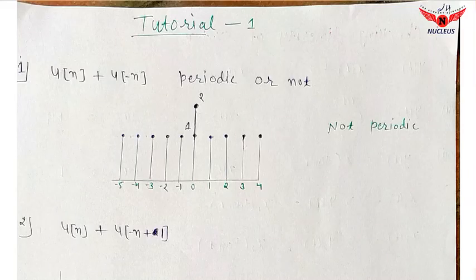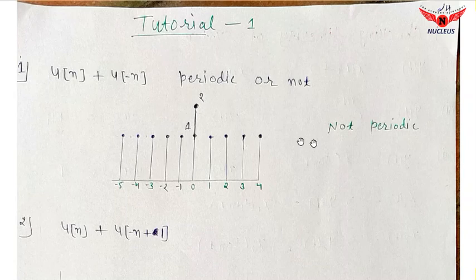Welcome back guys. In this video we will discuss the first tutorial, and the tutorial is based on periodicity and system properties. Let's take the first example. We have to find whether the signal is periodic or not. So u1 plus u minus n. For u1, u1 is basically this part. When n equals 0, u1 is 1, and at 1 it is also 1.